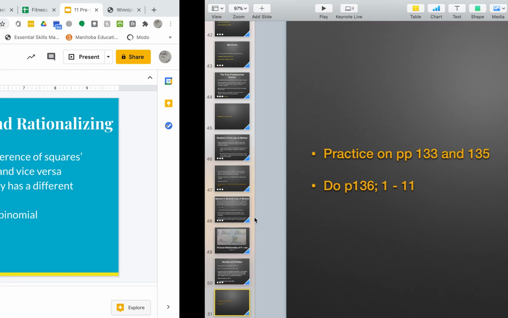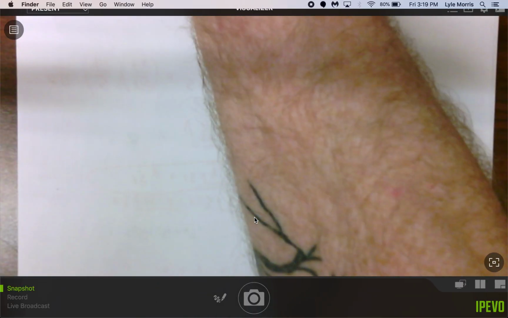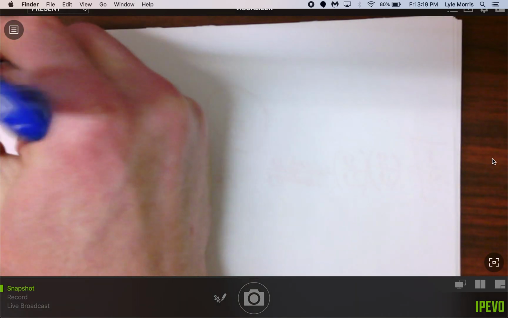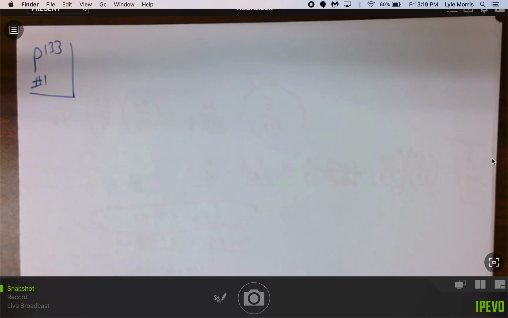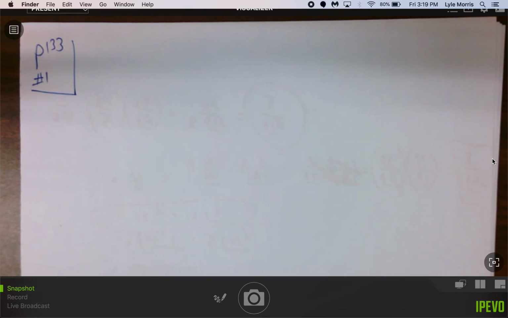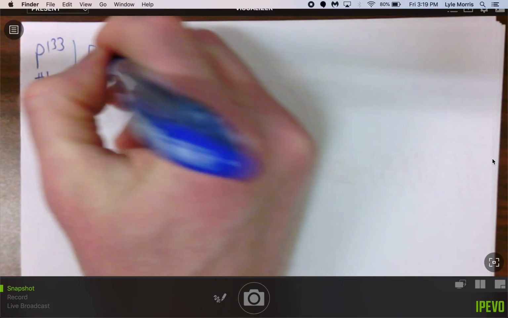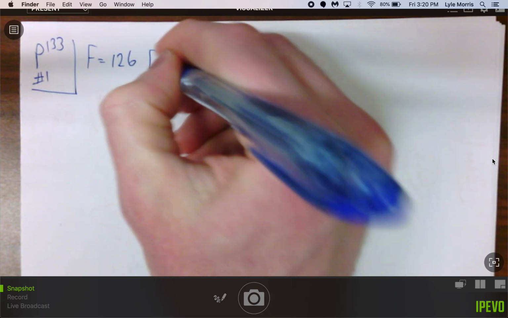Where is the... There she is. Okay. So let's start with where are we at? Page 133. We're going to do some practice questions. Let's start with number 1. A net force of 126 newtons south. So F equals 126. It's going south.